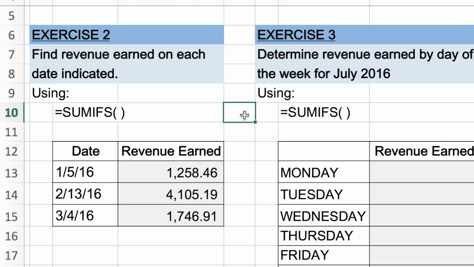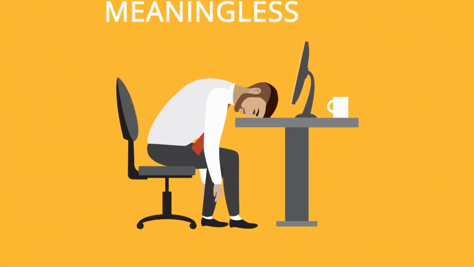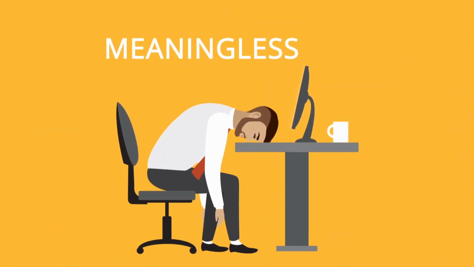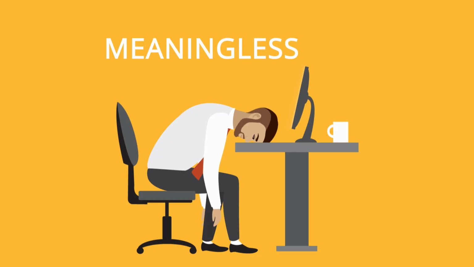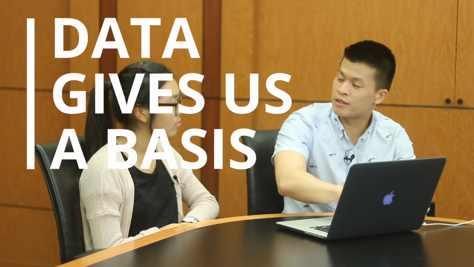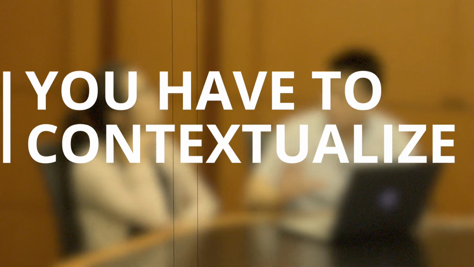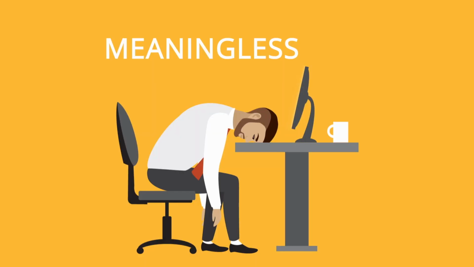I feel like this is information. This is data. What? You see, the problem with this table is that they're just records of events. They're just facts, okay? Even though I can understand it and I know that I made $1,258 on January 5th, it's not useful to us. Data gives us a basis to be useful, but unless we do something to it, unless we contextualize it, it will never be useful.